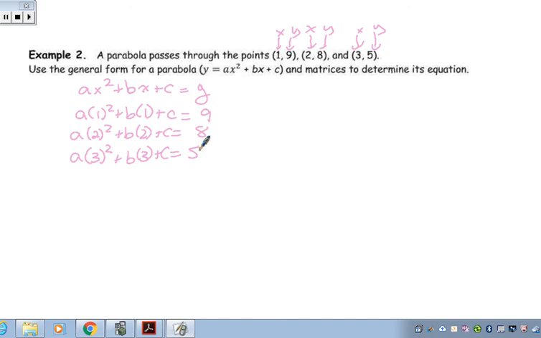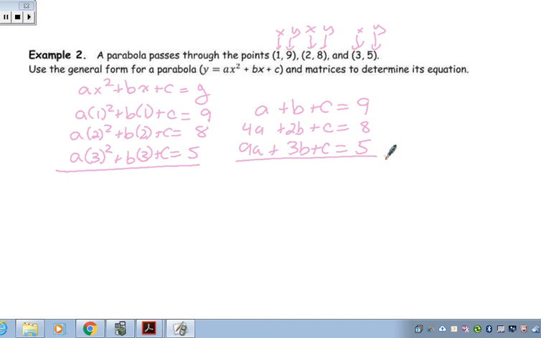This is going to simplify down to the equation a plus b plus c is equal to 9. We're going to have 4a plus 2b plus c is equal to 8. And then we will have 9a plus 3b plus c is equal to 5. So for work being shown, when we're talking about this, we do need to see this piece over here. Then you need to change it into the matrix equation.